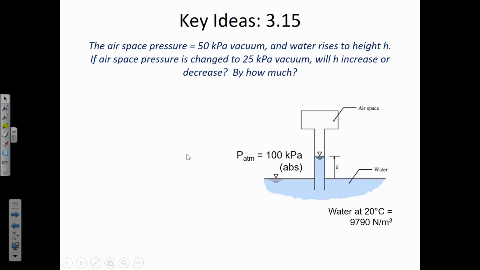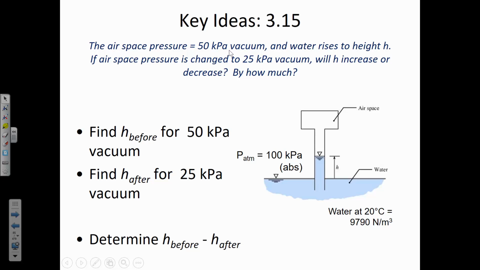In the airspace, the pressure is the same everywhere. In gases, the pressure changes a lot more slowly vertically than it does in a liquid. So you can assume that the pressure at the top of this little airspace is the same as the pressure at the interface of the gas and the liquid. So everywhere inside of here is 50 kPa as pictured, and it rises to H. And then what they're asking is, if you change the vacuum to 25 kilopascals vacuum, will it increase or decrease? So that's less vacuum than it was before.